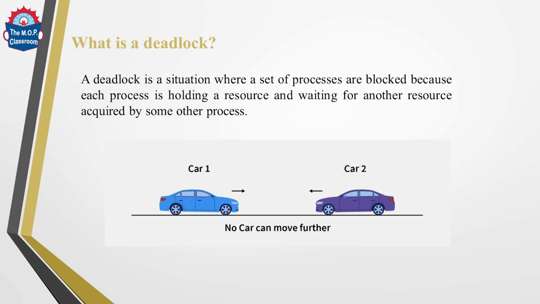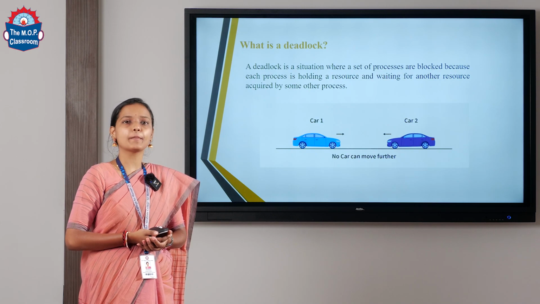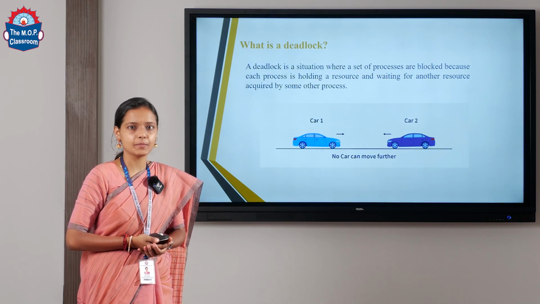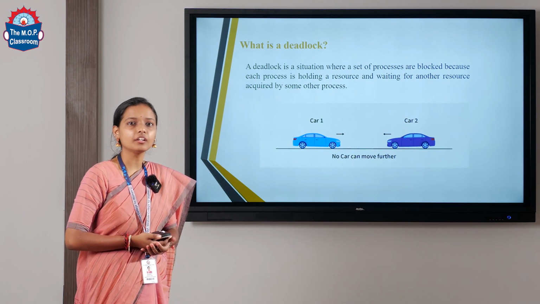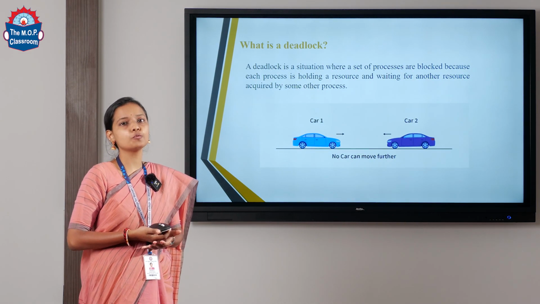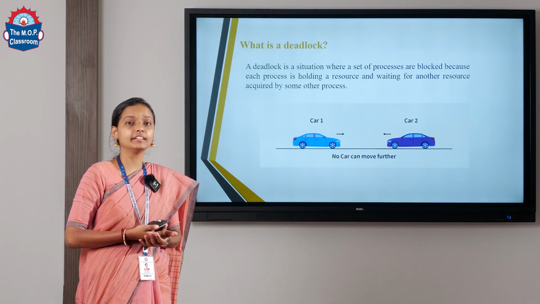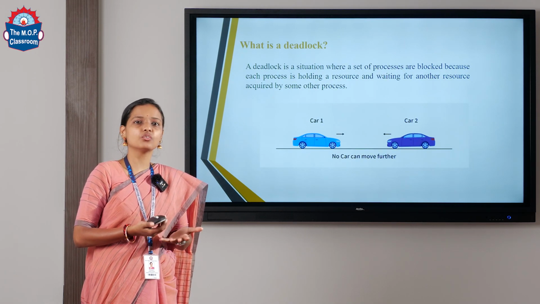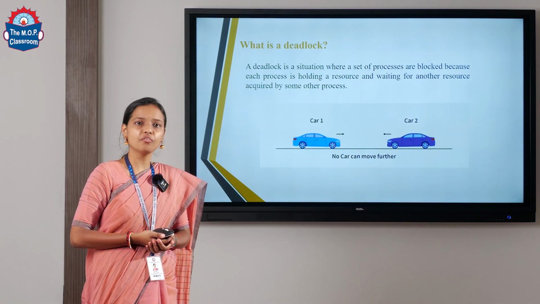In this example, consider a one direction road and we have two cars, car 1 and car 2, which are approaching each other simultaneously. Okay. So it's very obvious that neither car 1 nor car 2 will be able to move forward. This particular scenario we call a deadlock situation because there is no progress. Neither car 1 nor car 2 will be able to move forward.